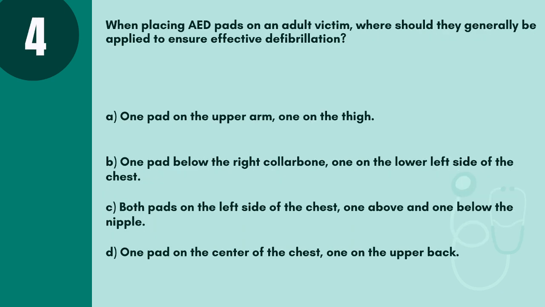Question 4. When placing AED pads on an adult victim, where should they generally be applied to ensure effective defibrillation? A. 1 pad on the upper arm, 1 on the thigh. B. 1 pad below the right collarbone, 1 on the lower left side of the chest. C. Both pads on the left side of the chest, 1 above and 1 below the nipple. D. 1 pad on the center of the chest, 1 on the upper back.